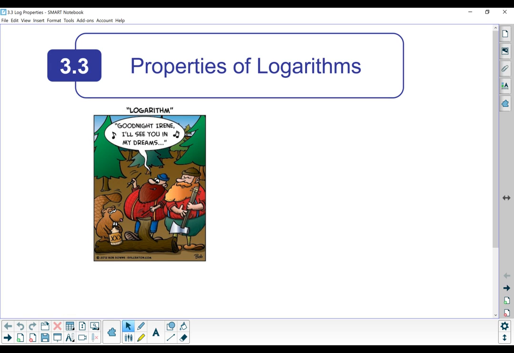Hello, Math 3 Honors. This is lesson 3.3, Properties of Logarithms.